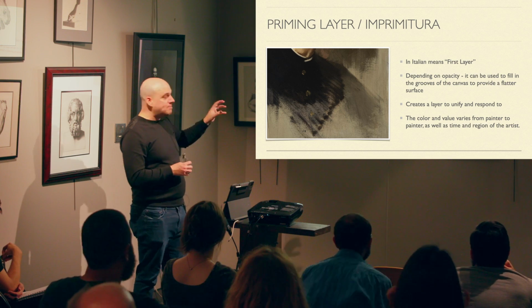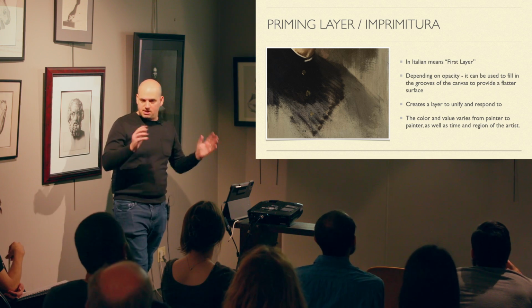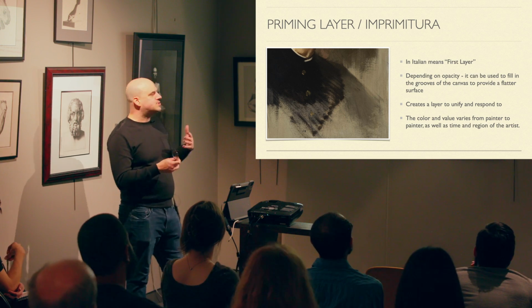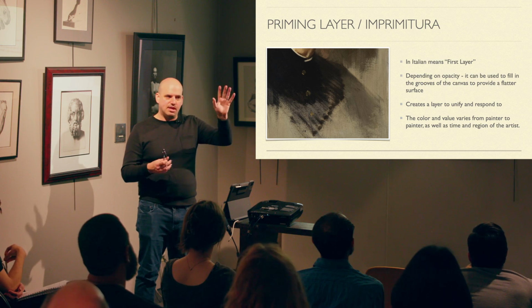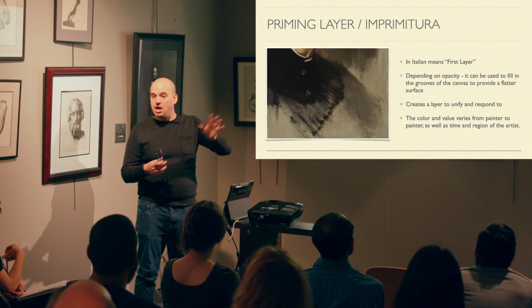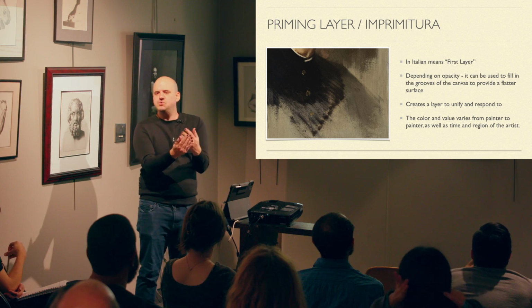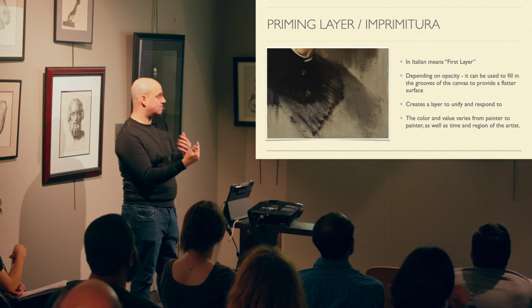The priming layer also creates a sense of unity. Everything is pretty much the same color, and it gives you something to react to. So if you're putting down a dark umber, you can add white to it. It gives you something to jump off of or against.